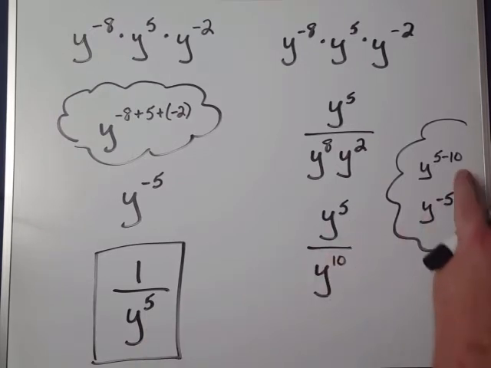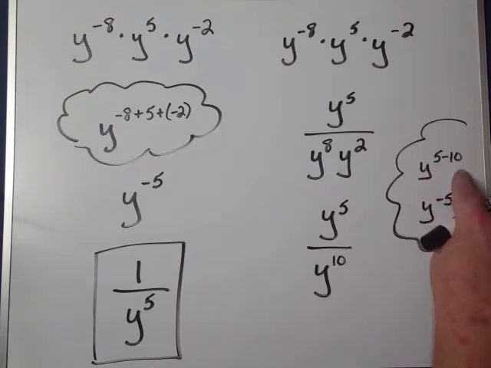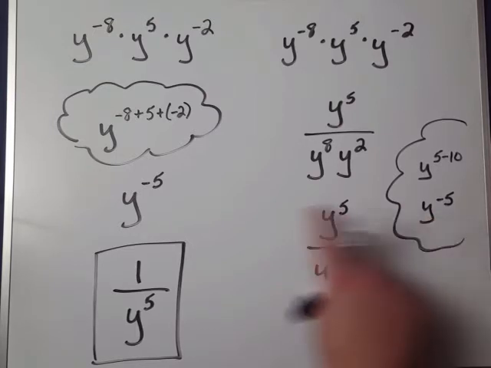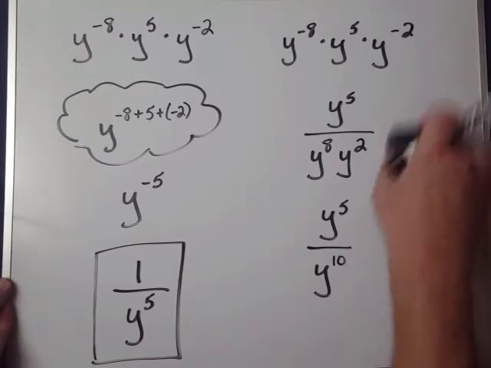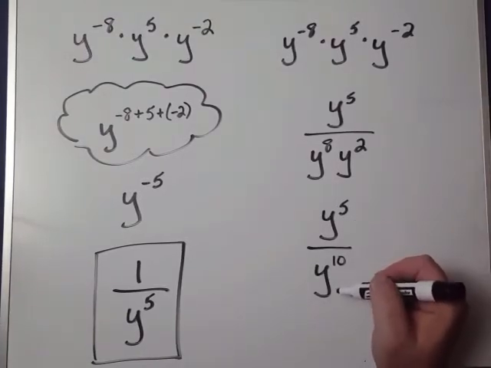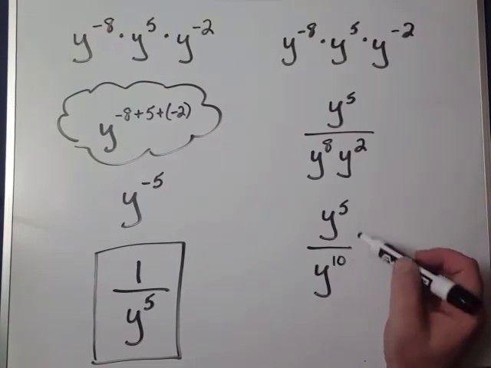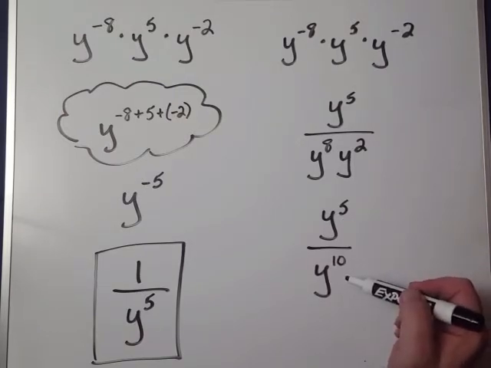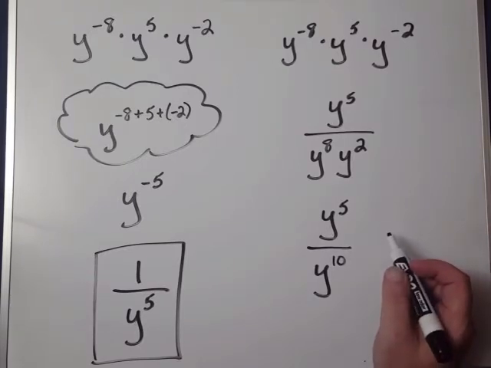Quotient of like bases, subtract the exponents. The exponent from the numerator minus the exponent from the denominator. In this case, that gives me y to the negative 5, which I would then write as 1 over y to the positive 5. But here's how I prefer to think. This is why I've explained this to you using this idea of canceling. I like to look and say, well, I've got 5 y's in the top. I've got 10 y's in the bottom. How many are left and where when I'm done canceling?